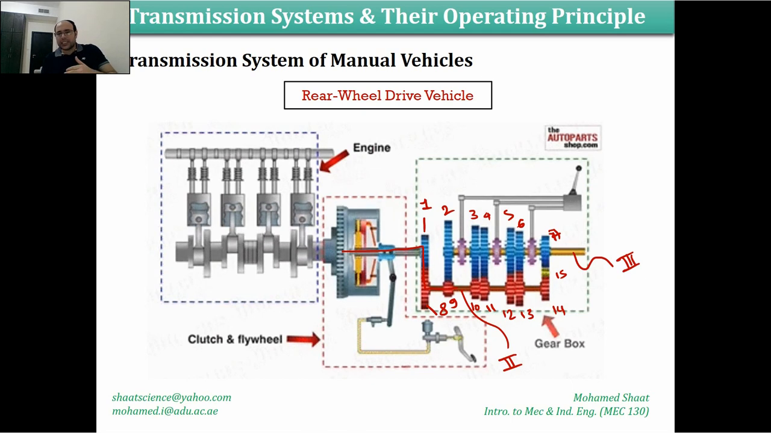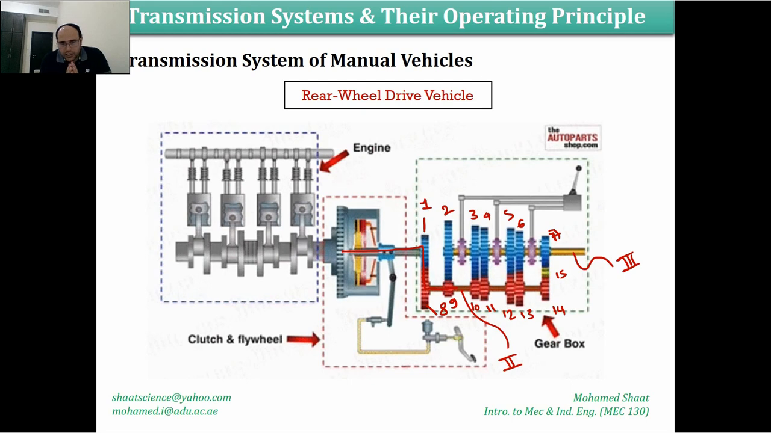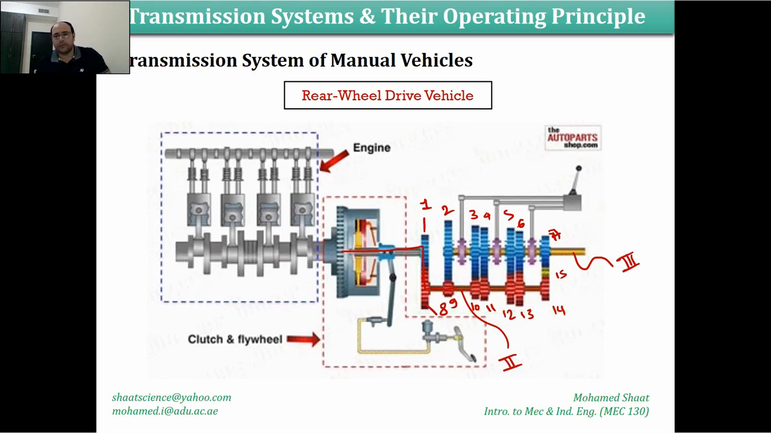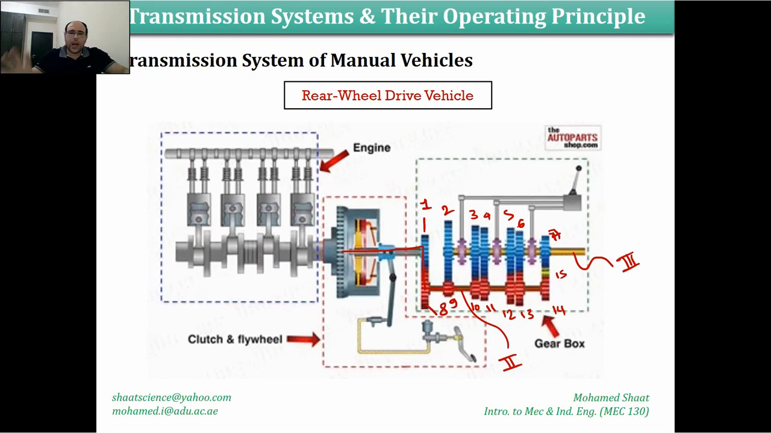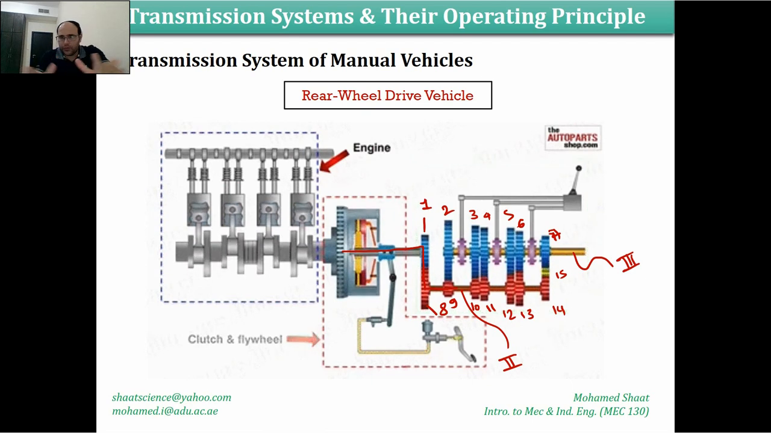Because the motion is not direct from 14 to 7. No, it is through 15. So we have 14 is driver to 15, and then 15 is driver to 7. Make sense? This is how the motion is going. You got it? So we do have drivers; we define the drivers of all of these gears.